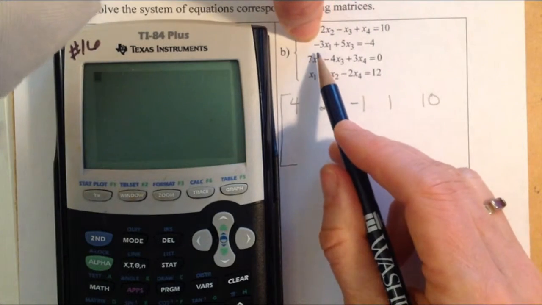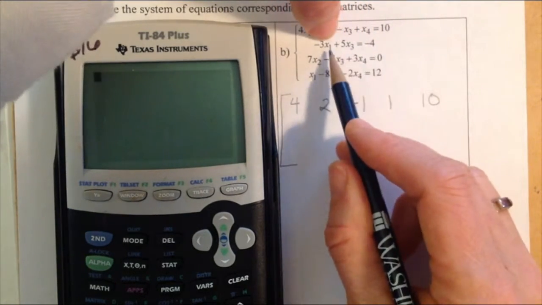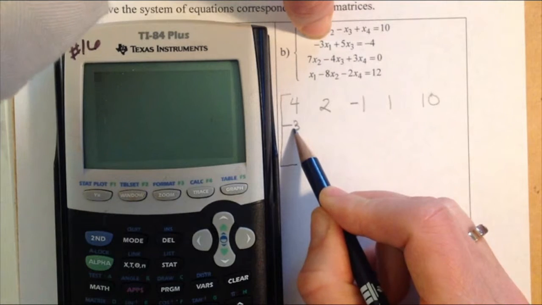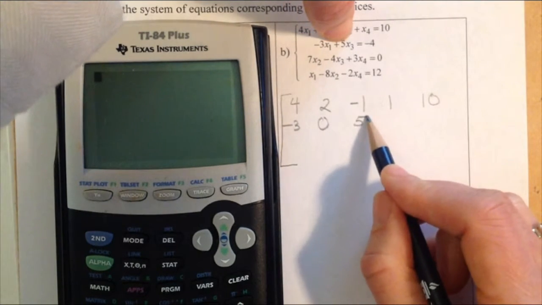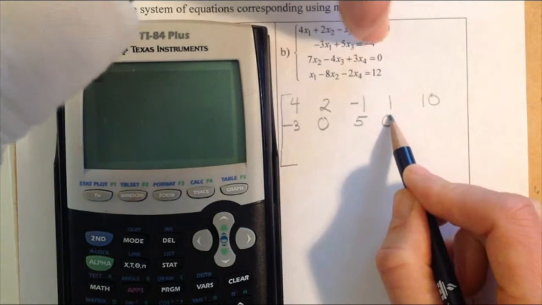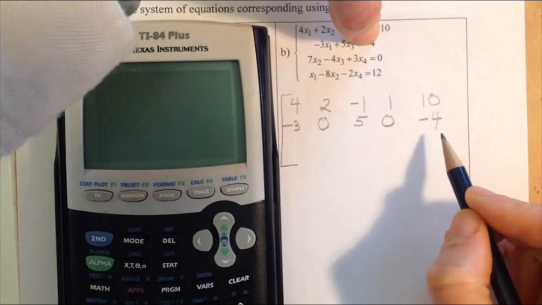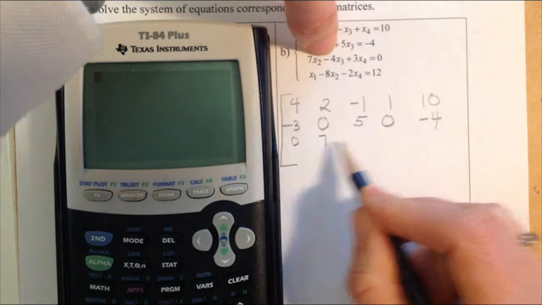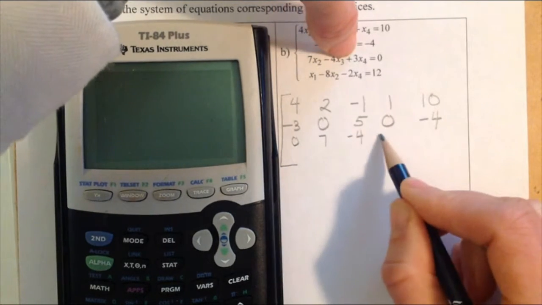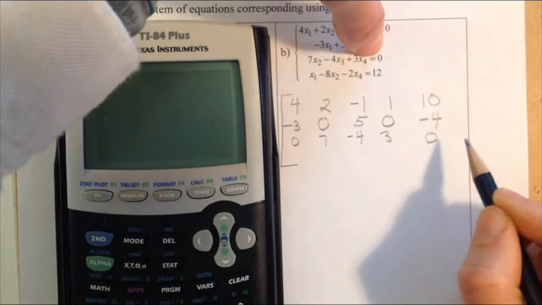Now my next equation, I'm going to be very careful because there are some variables missing. Negative 3x1s, 0x2s, 5x3s, 0x4s, and the other side of the equation is negative 4. Now I've got 0x1s, 7x2s, negative 4x3s, 3x4s, and this side is 0.